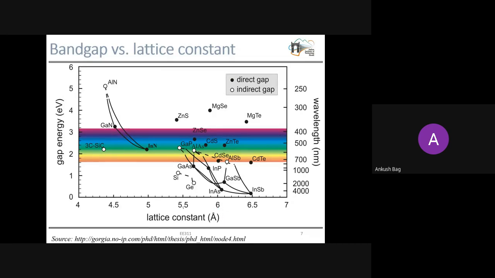So essentially, this is a graph between your lattice constant. Lattice constant is the atomic distance. In your semiconductor crystal, the distance between two atoms is called the lattice constant. The unit is of the order of angstrom, and this is the band gap, or your forbidden gap.